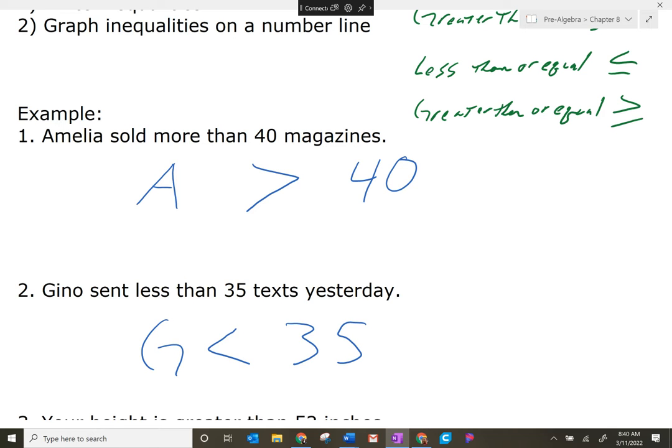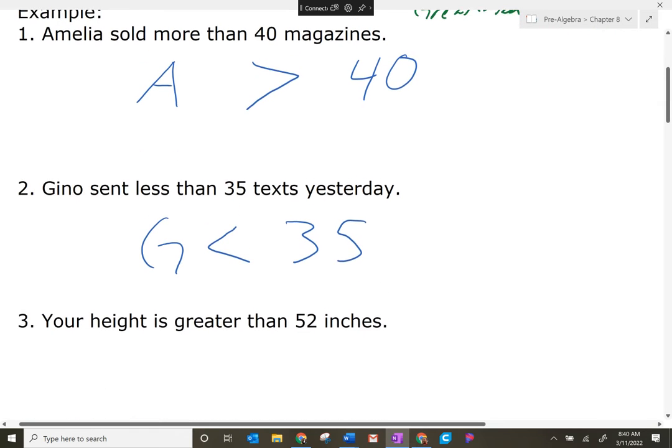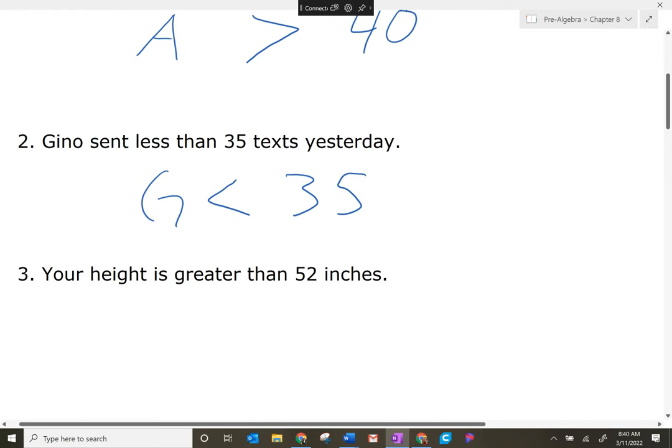All right, on to number 3. You guys are going to help me do this one, almost as if I don't know what I'm doing. It says your height is greater than 52 inches. Somebody talk me through. How am I starting this one? With a variable. What are you waiting for, a variable, Gabe? H. Okay. You're done talking for right now, because you got this one.